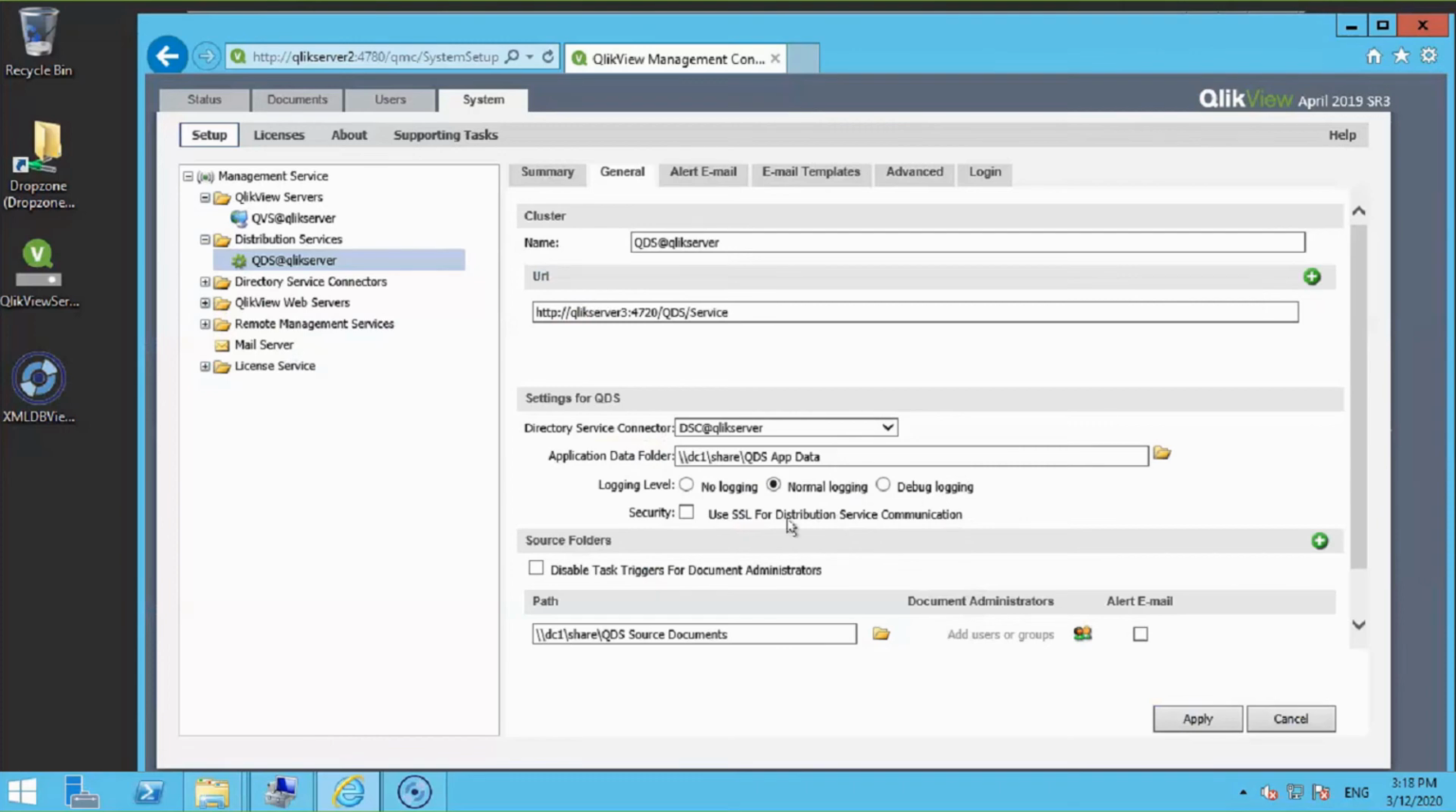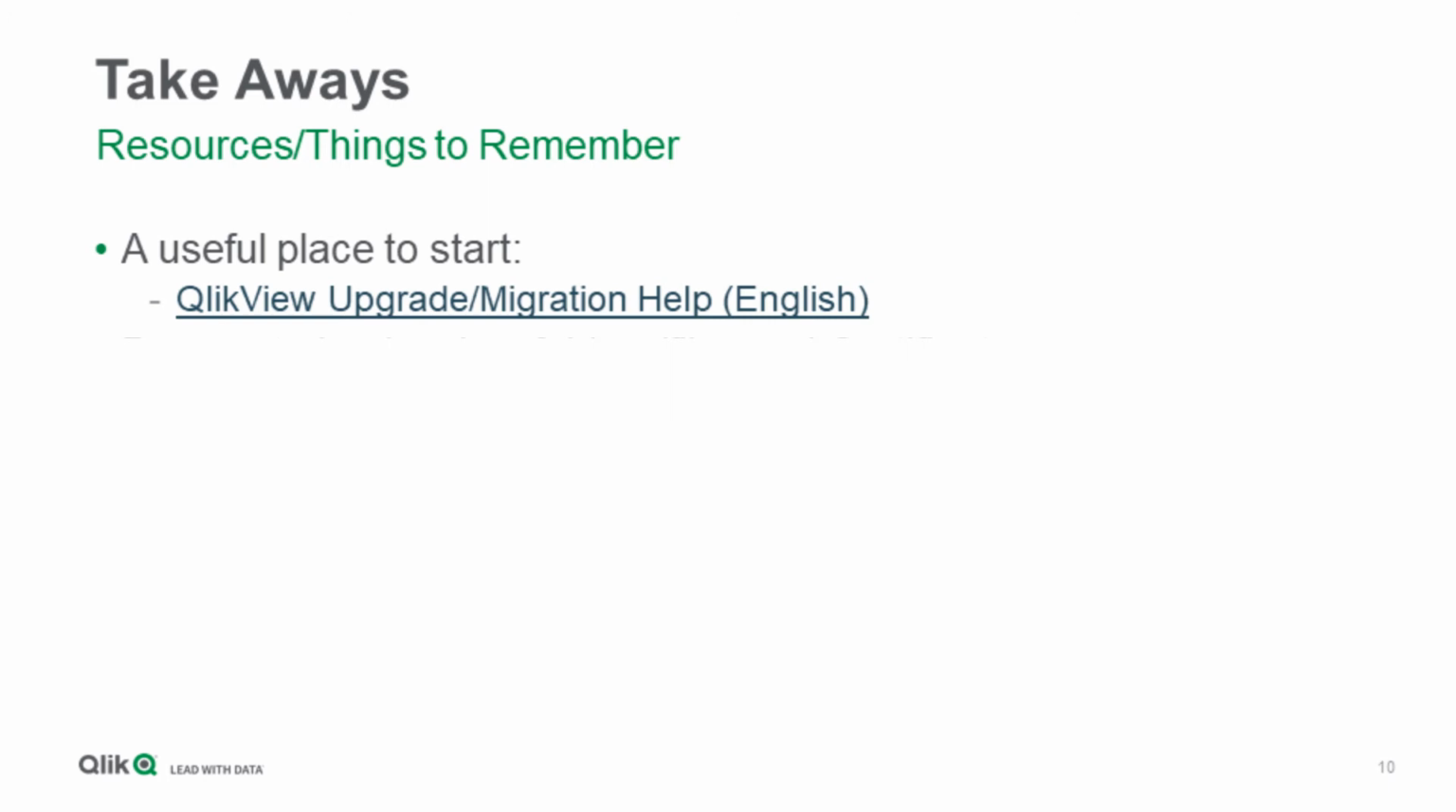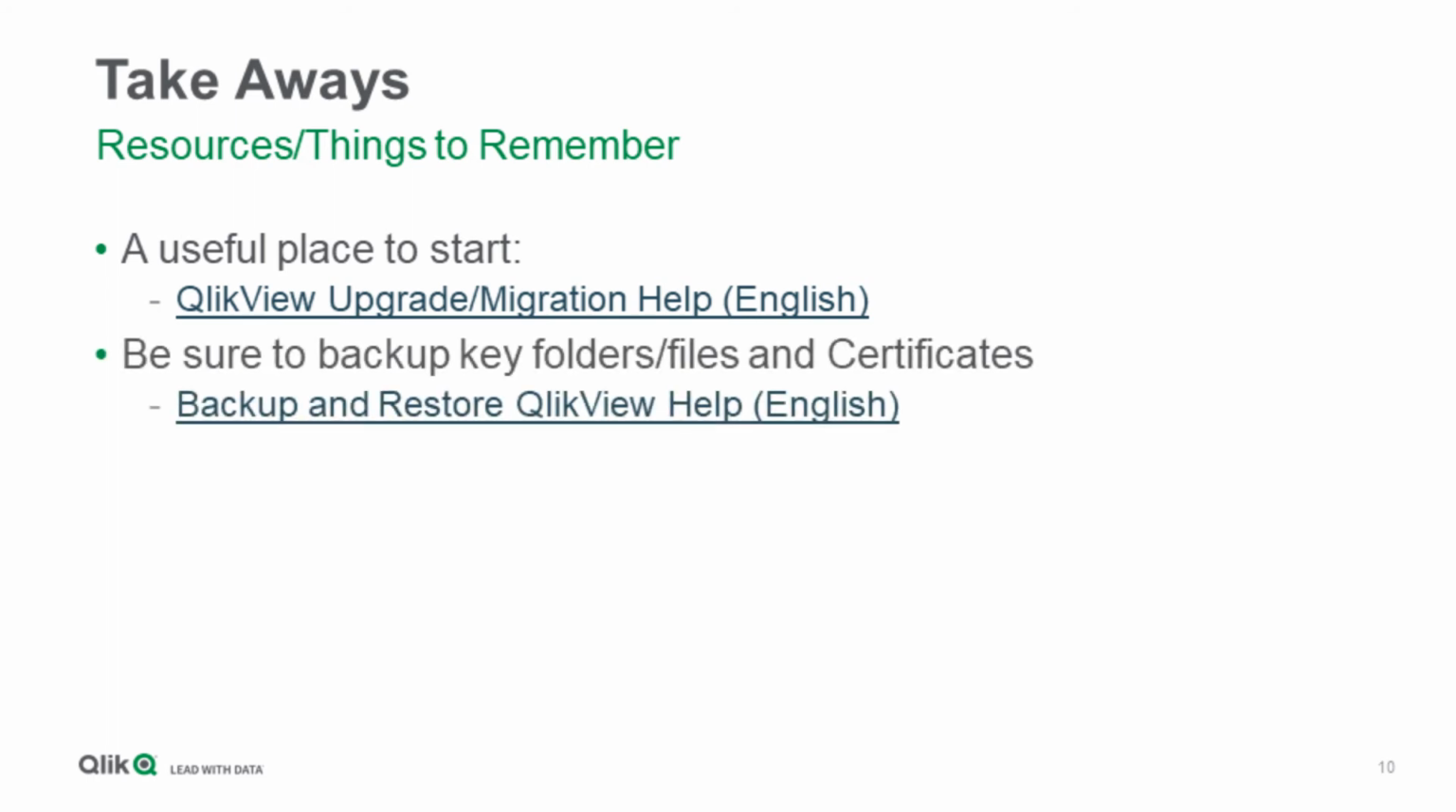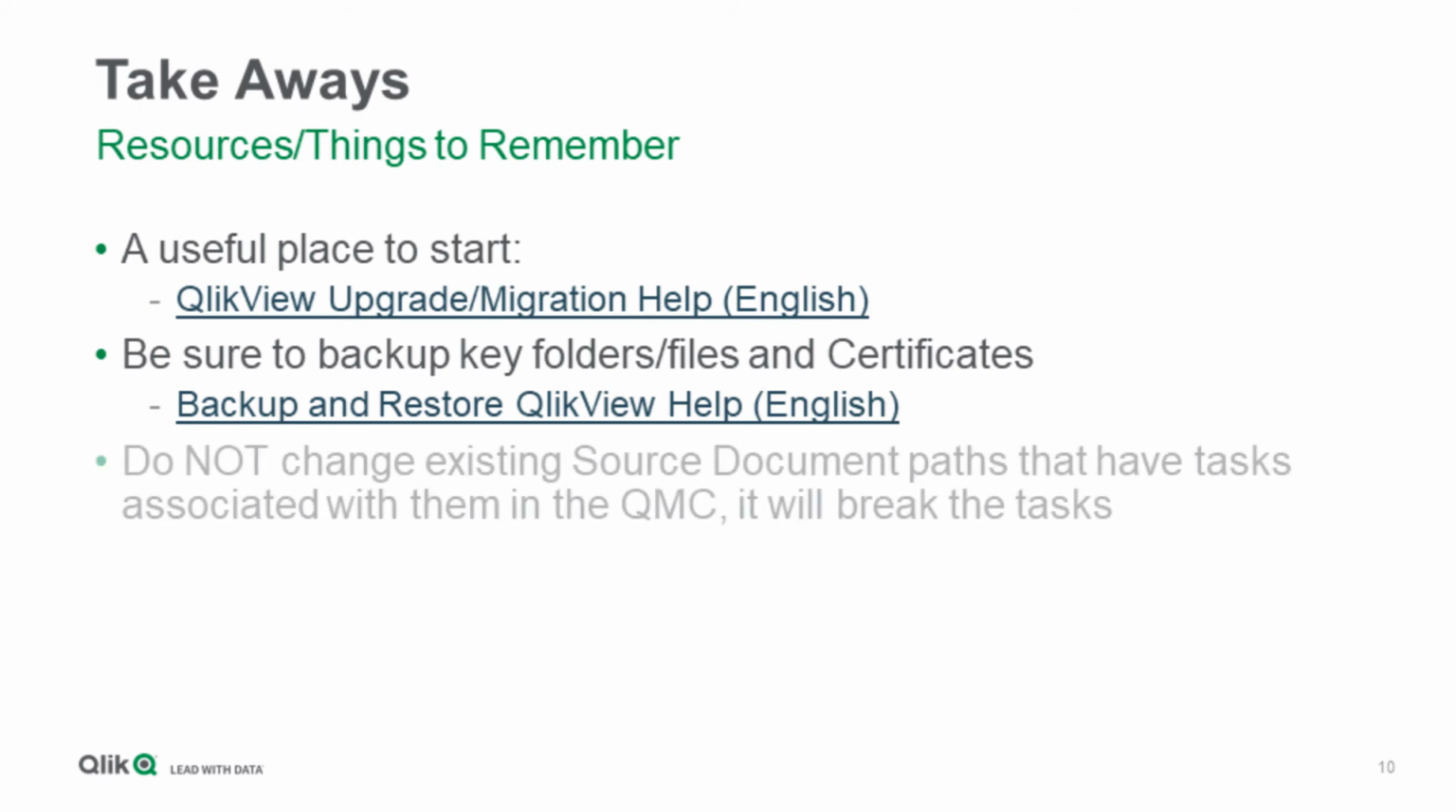Okay, now let's go back to the PowerPoint. Okay, our takeaways. Make sure you review the help for the upgrade and migration, which I showed you before. You want to be sure to back up your key folders and files. Use the help again. Just walk through that, check the best practices and all the other areas. Make sure you've got everything you need there.